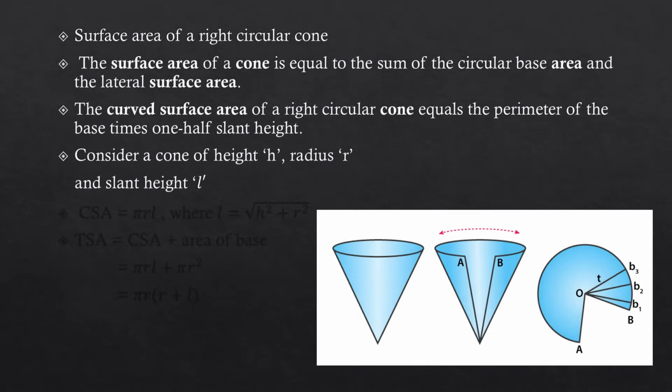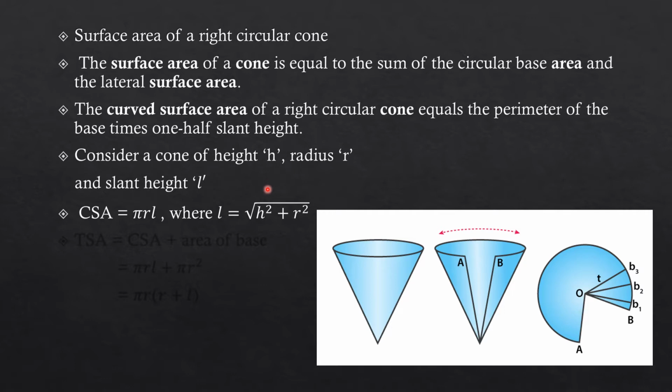Surface area of a right circular cone. The surface area of a cone is equal to the sum of the circular base area and the lateral surface area. Also, the curved surface area of a right circular cone equals the perimeter of the base multiplied by 1/2 of the slant height. Consider a cone of height h, radius r and slant height l.